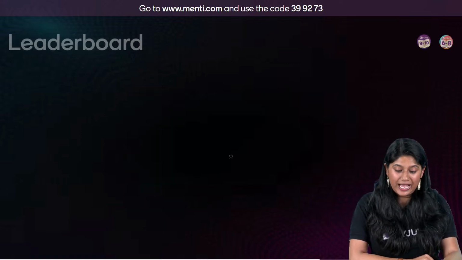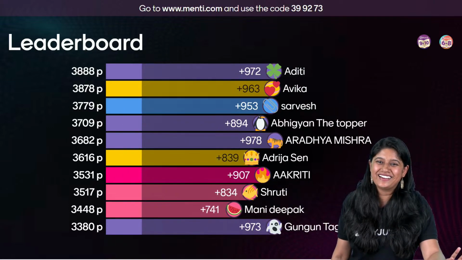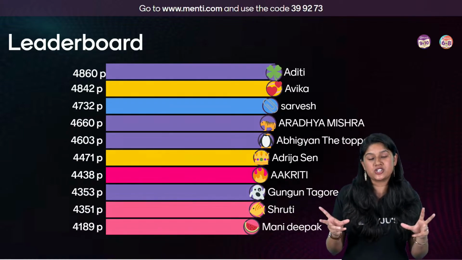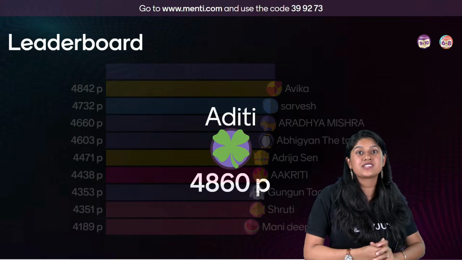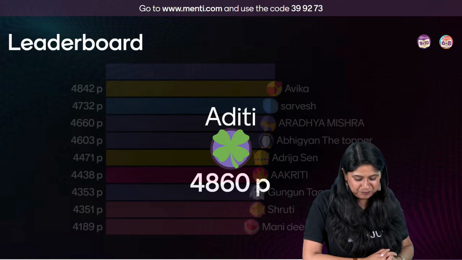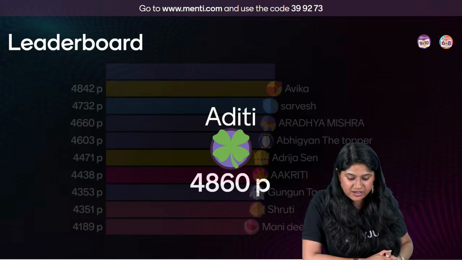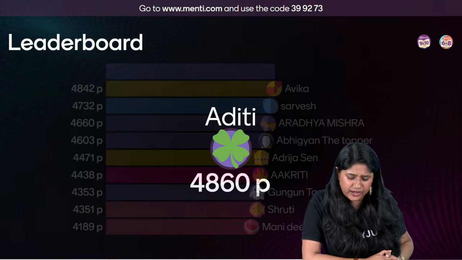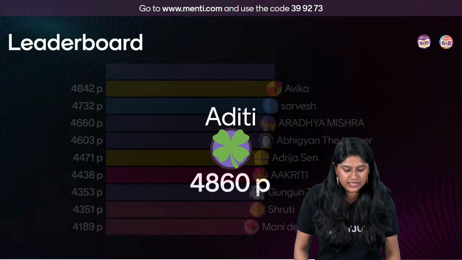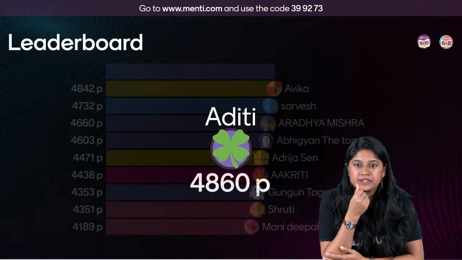So let's quickly take a look at the leaderboard. It's a super interesting day. Here we have the final leaderboard everyone. I hope that all of you have enjoyed the session in terms of learning. We have discussed so much about the history and the geography of Egypt. Here we have the winner Aditi with 4,860 points. We have Avika, Sarvesh, Aradhya, Abhigyan, Adrija, Akriti, Gungun, Shruti and Mani. Congratulations to each one of you.